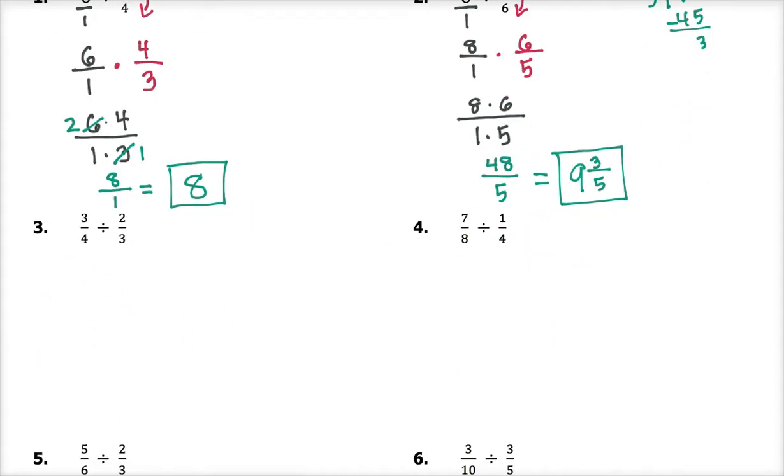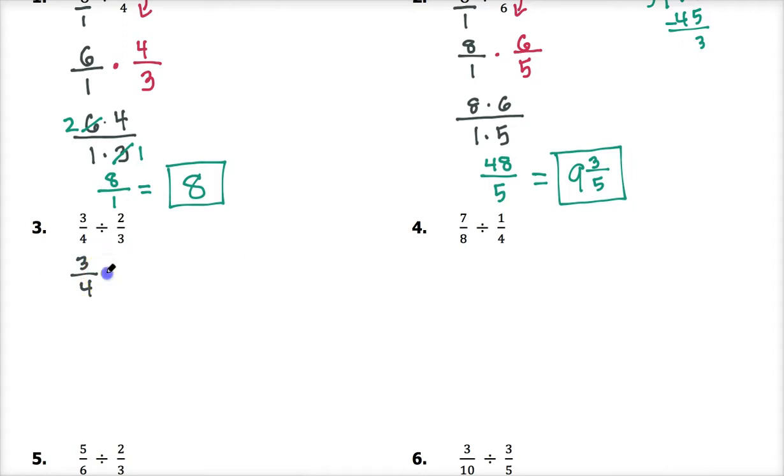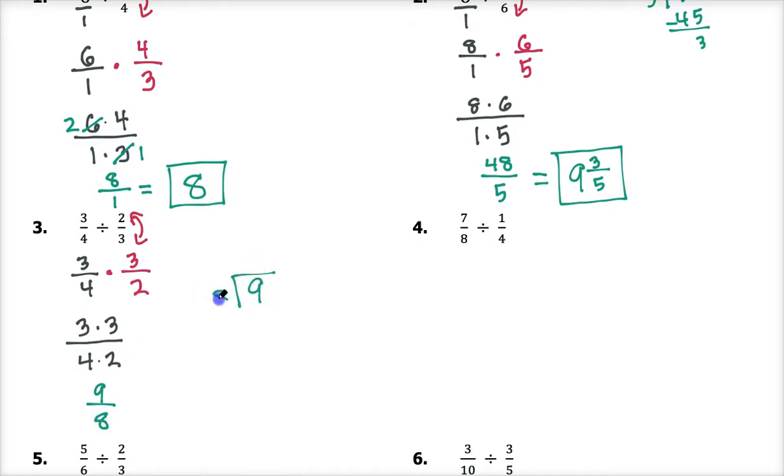Okay, number 3, 3/4 divided by 2/3. So I keep the first fraction. I change division to multiplication, and then I flip 2/3 to 3/2. So it's keep, change, change, keep, change, change every single time. So this becomes 3 times 3 over 4 times 2. Can't do any canceling, so we get 9 over 8. As a mixed number, 8 goes into 9 one whole time, so this becomes 1 1/8.